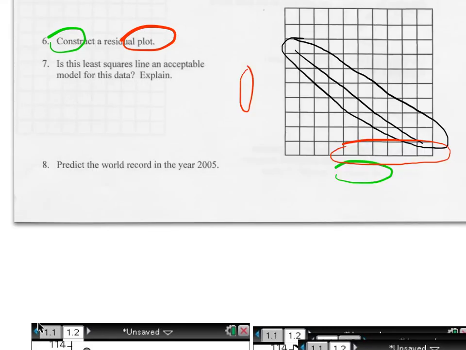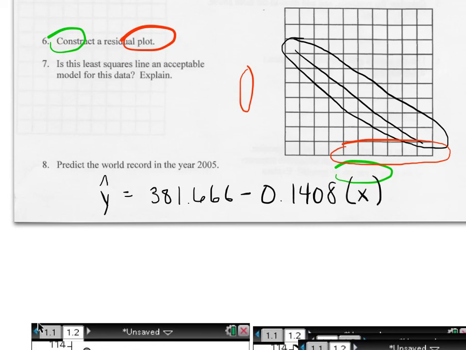Our last question is to predict the world record in the year 2005. What we need to do is use our linear regression equation. Predicted value equals 381.666 minus 0.1408 times x, and we'll plug 2005 in for x.